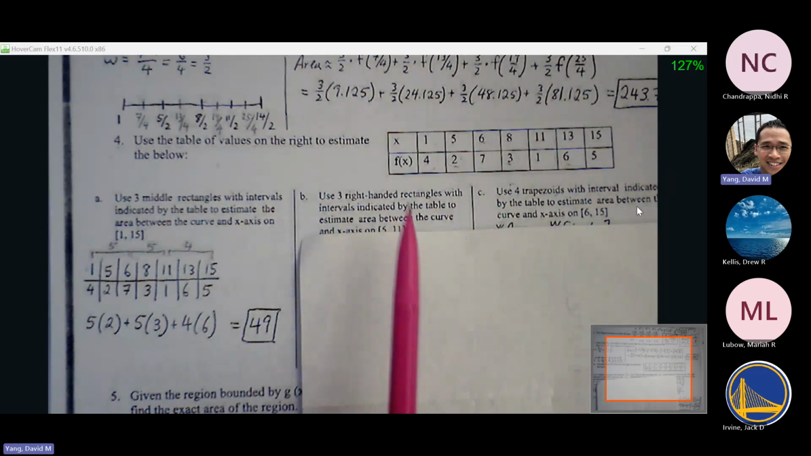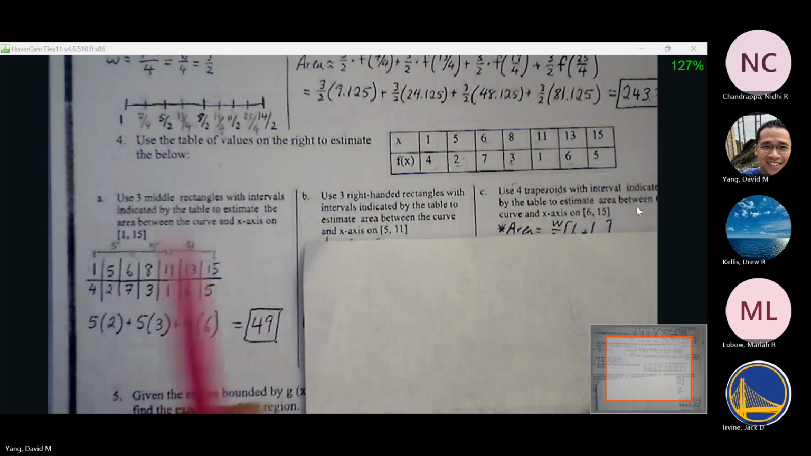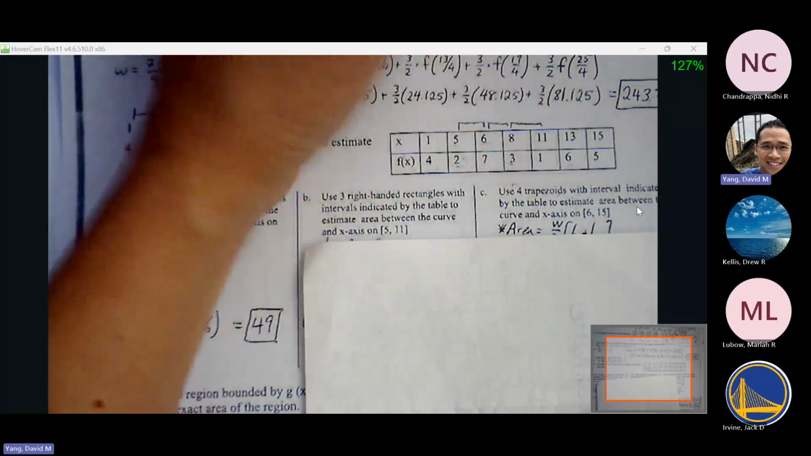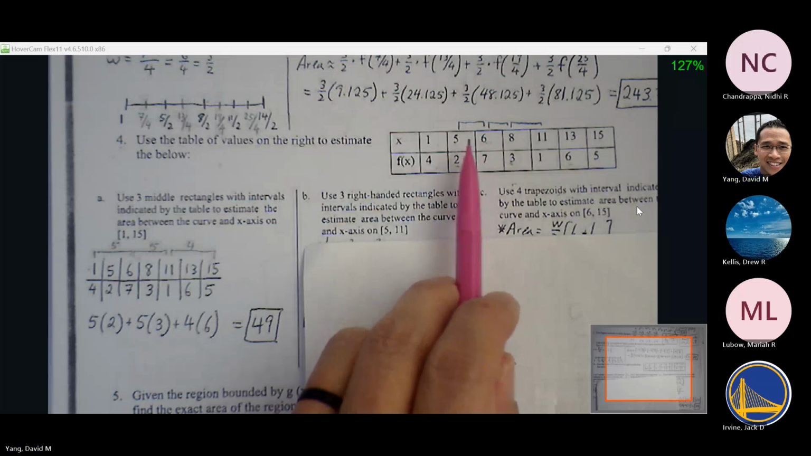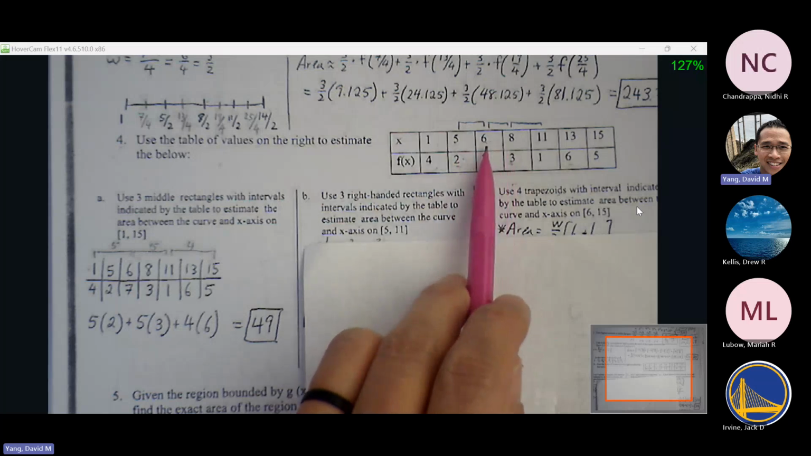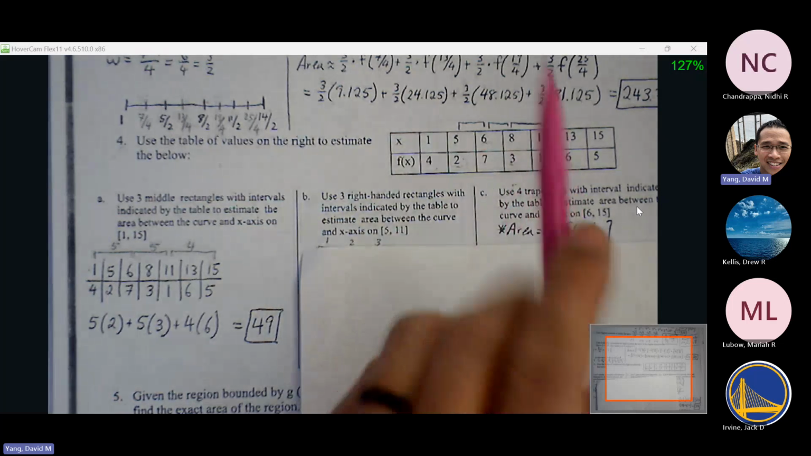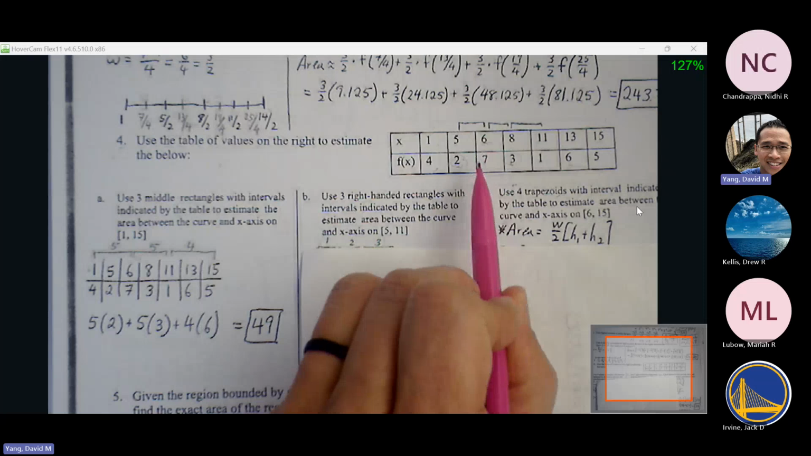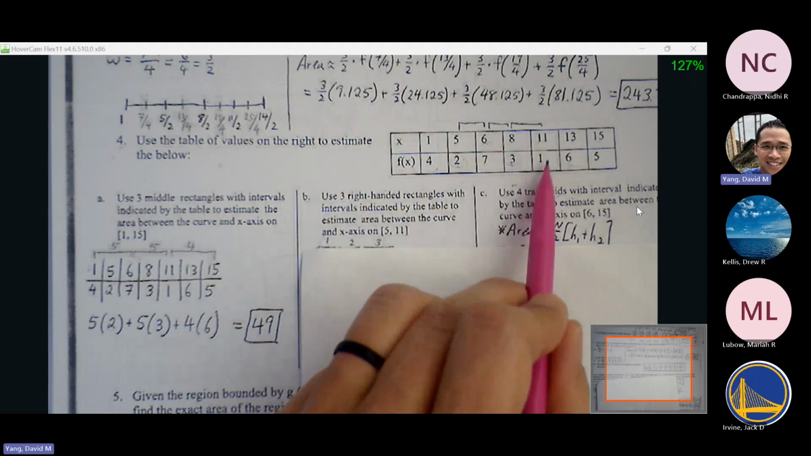Right, part B, 3 right-handed rectangles, but now we're only spanning from 5 to 11. So we'll try this: 5 to 6, 6 to 8, and 8 to 11. Okay, subtract the x values to get your width. 6 minus 5 is 1, 8 minus 6 is 2, 11 minus 8 is 3. And then from each subinterval, you want to choose the right y value. So 1 times 7, 2 times 3, and 3 times 1.